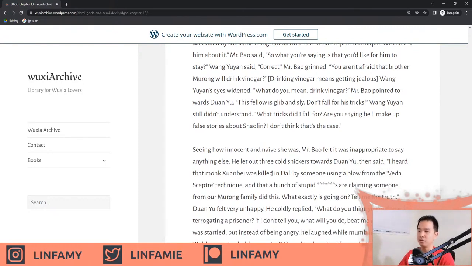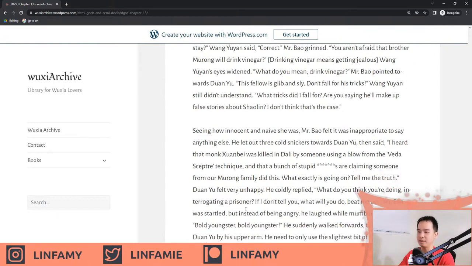He let out 3 cold snickers towards Duan Yu, then said, "I heard that monk Xuanbei was killed in Dali by someone using a blow from the Veda scepter technique, and that a bunch of stupid... What? We don't know what that says. Stupid what? That a bunch of stupid assholes are claiming someone from our Murong family did this. What exactly is going on? Tell me the truth." Duan Yu felt very unhappy.